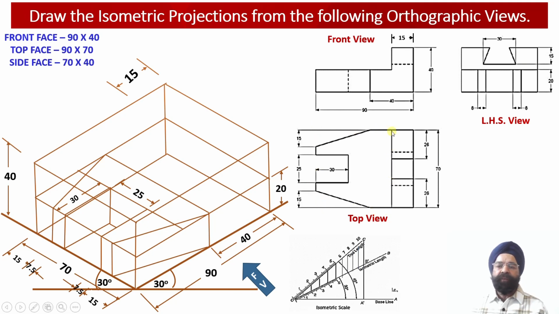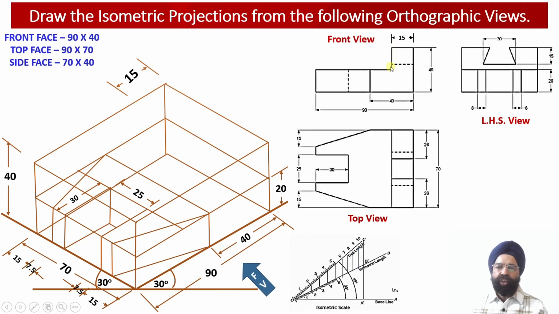Now let us proceed with the construction of element number 2, which happens to be a vertical web available on the right hand side portion of the solid. If this is the front face, then on the right hand side we know that the thickness of this vertical web happens to be 15 millimeter. Once we know the thickness, we can check. We have marked the thickness of the vertical web over here as 15 millimeter.